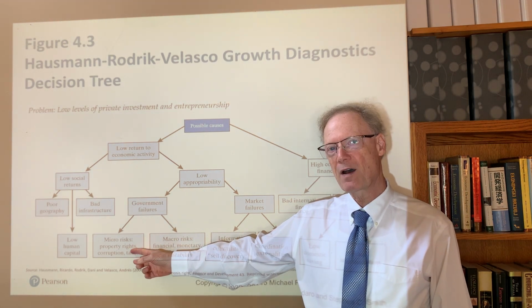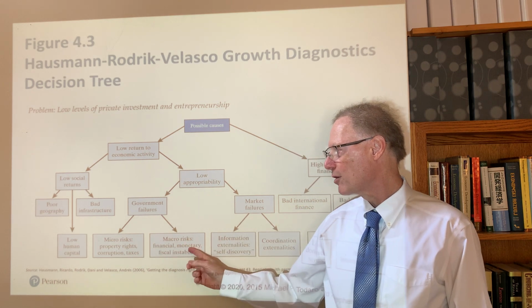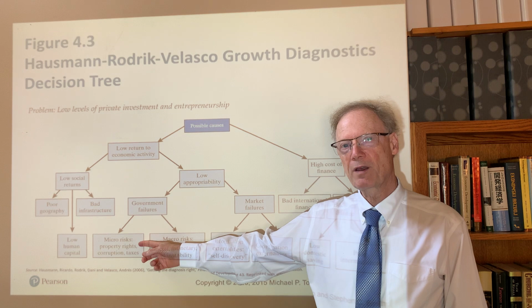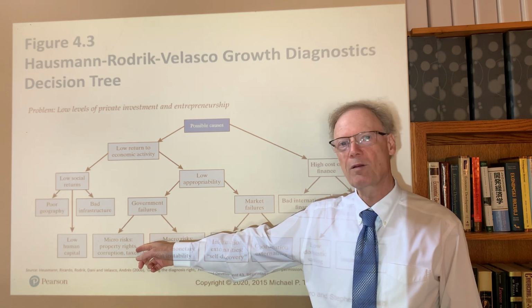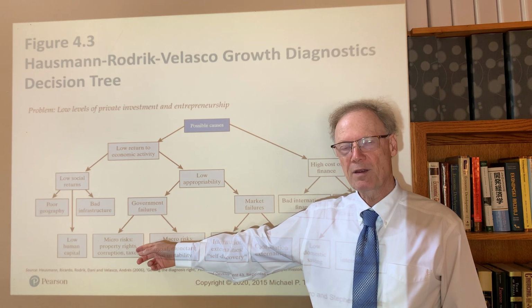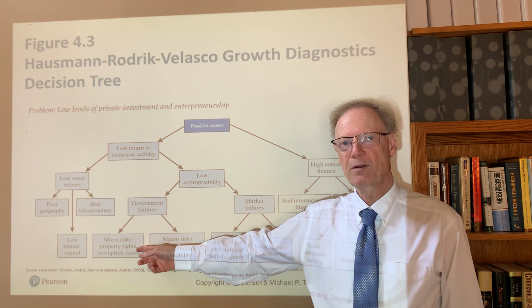This analysis divides the market failures in 2 parts, micro risks and macro risks. Among micro risks, they tend to place many of the institutional problems and the way that they have impacted the economy that we've been looking at. A key example is property rights.